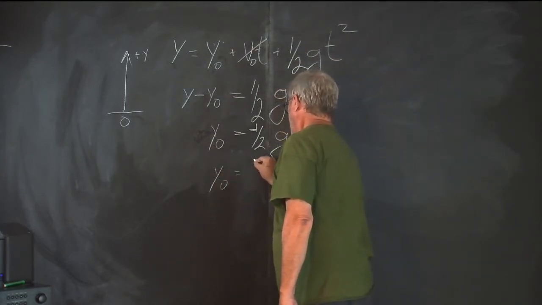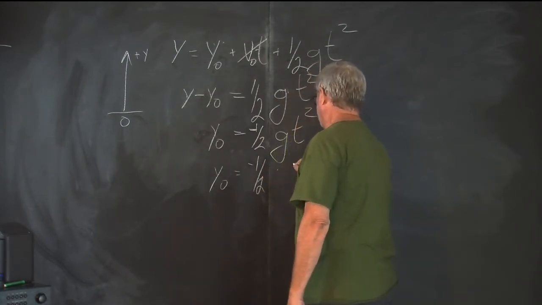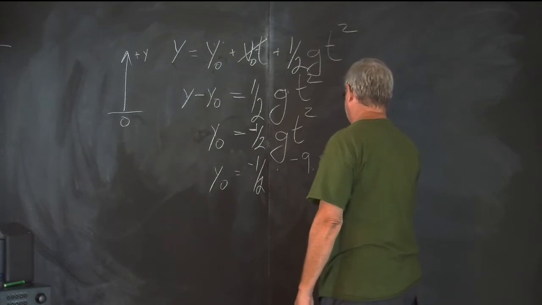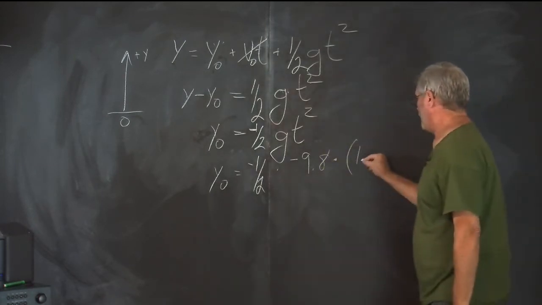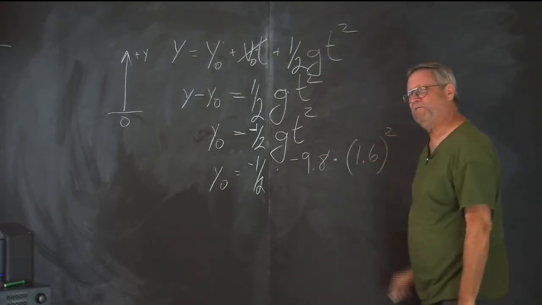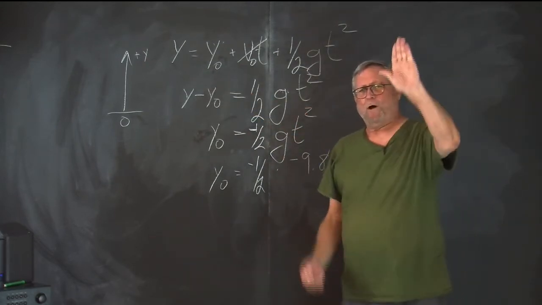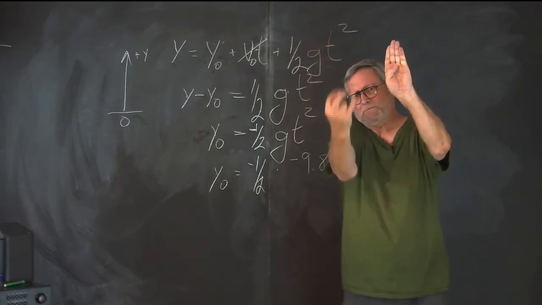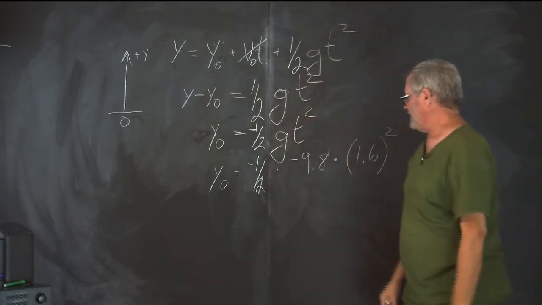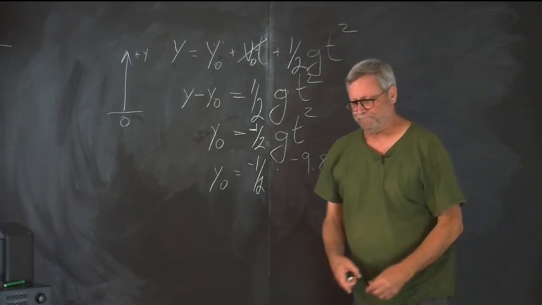Now this should be easy to calculate. y0 is equal to negative 1/2, times negative 9.8, times, in parentheses, 1.6 seconds squared. Now, why negative 9.8? The coordinate system has y going up, and the balloon is coming down, so gravity must have a directional force of negative on this, so I'm going to put a negative sign in there. The negatives cancel. Let's go get a calculator and see what the answer is.